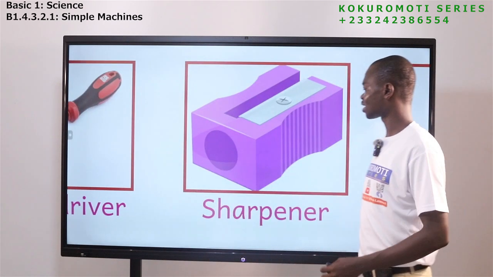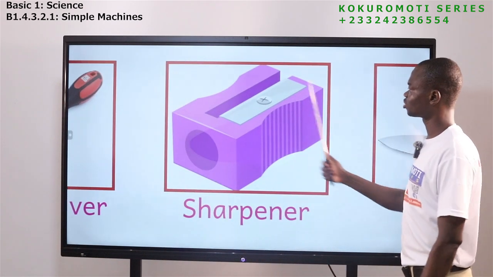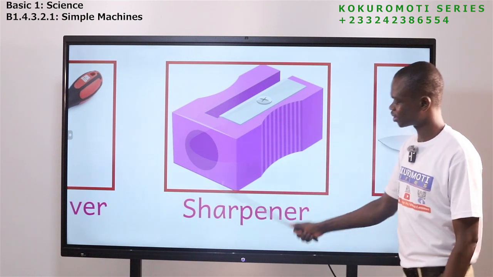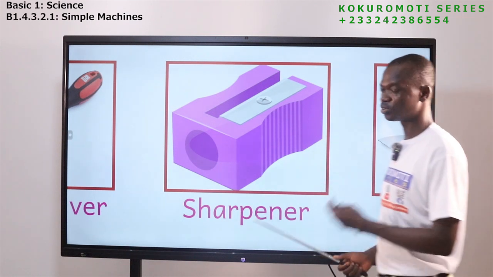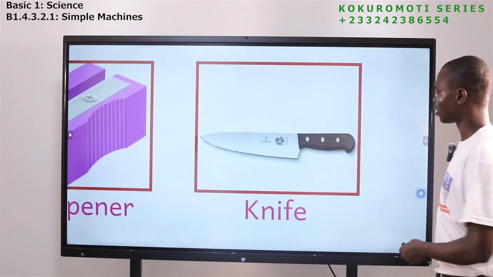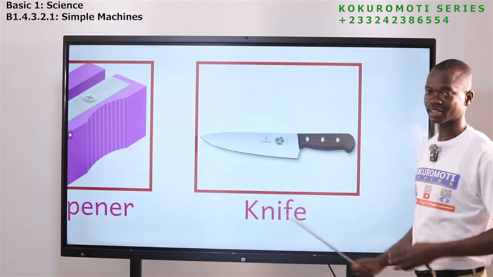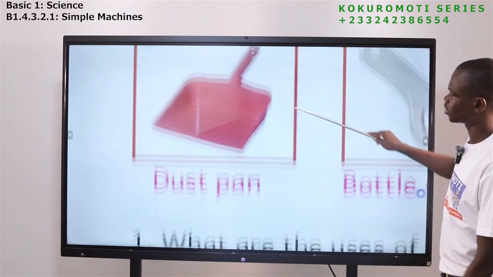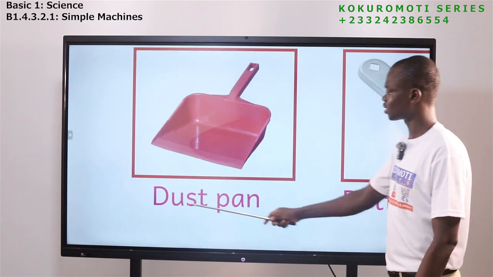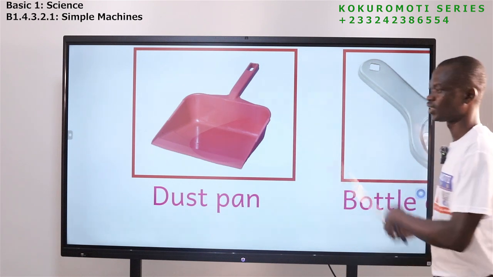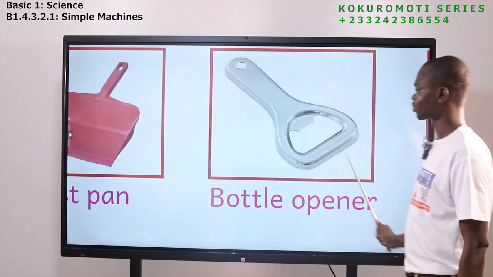Now let's come to this side. What is the name of this? Sharpener. This is what we use to sharpen our pencils. It's also a simple machine. And we have this knife. It's also a simple machine. Let's look at this one. This is a dustpan. It's a simple machine.